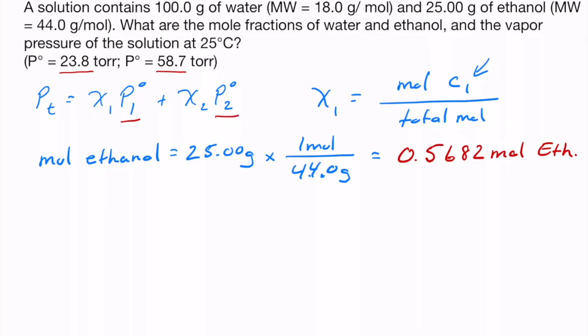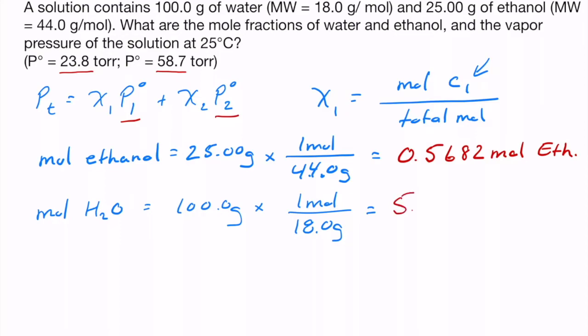Okay, now we also need the moles of water. Same type of calculation. We have 100 grams of water, and then the molar mass of water is 18 grams per mole, and then that's going to give us moles of water of 5.556 moles of water.